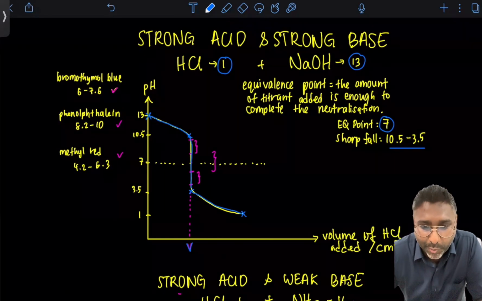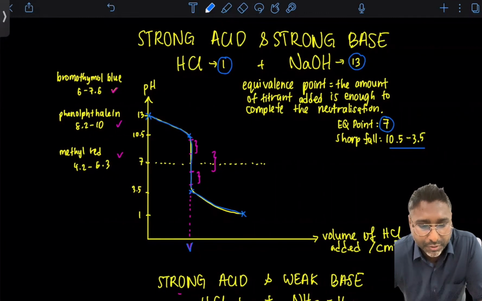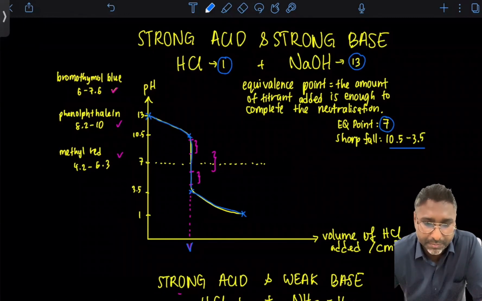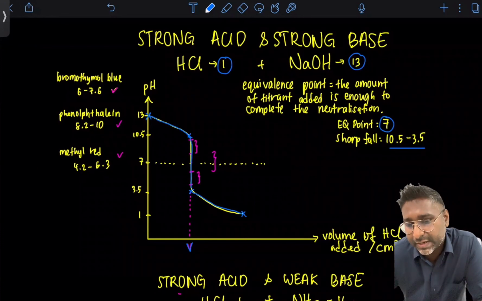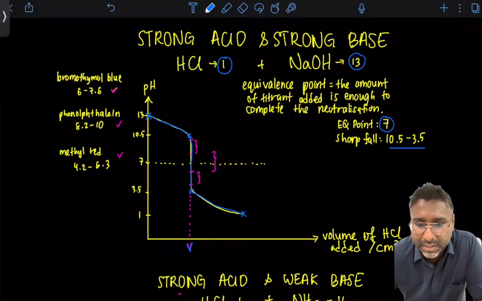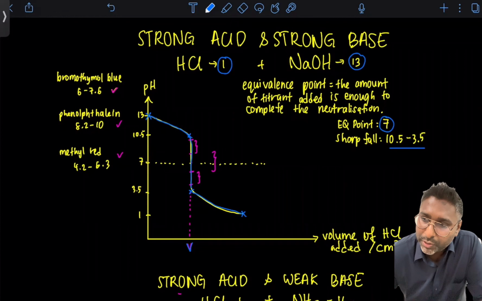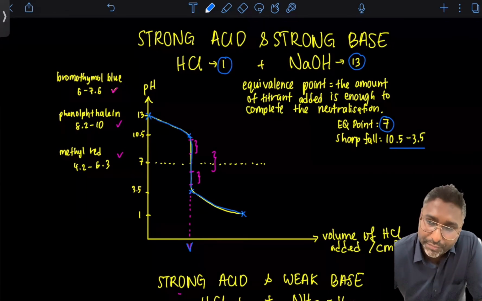So what is endpoint? Endpoint is the volume that we use for the titration where there is a color change in your indicator. Do remember endpoint might not be that accurate. The more accurate value is the equivalence point, which we can normally determine by using a pH meter. So that's the difference: endpoint is for the indicator, equivalence point is the actual value. They are almost the same.